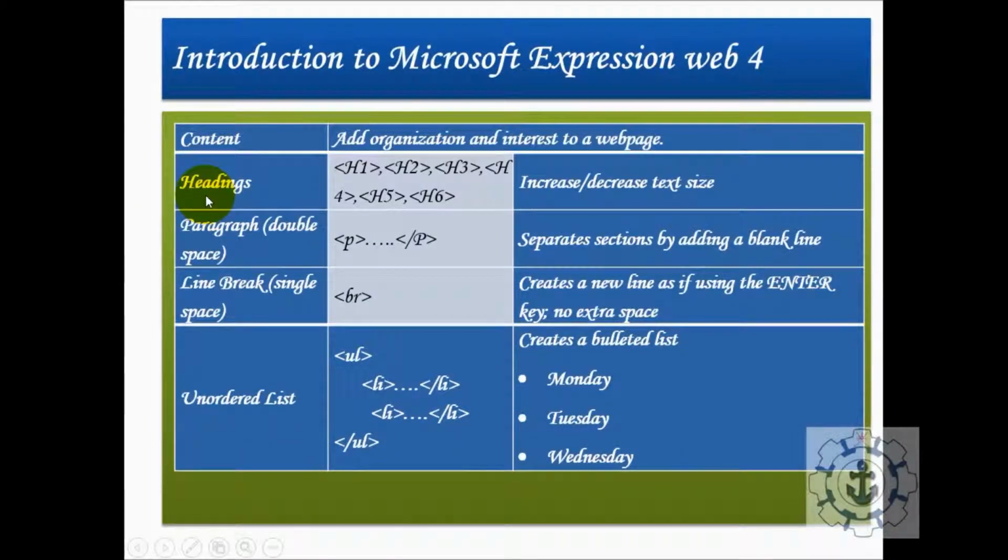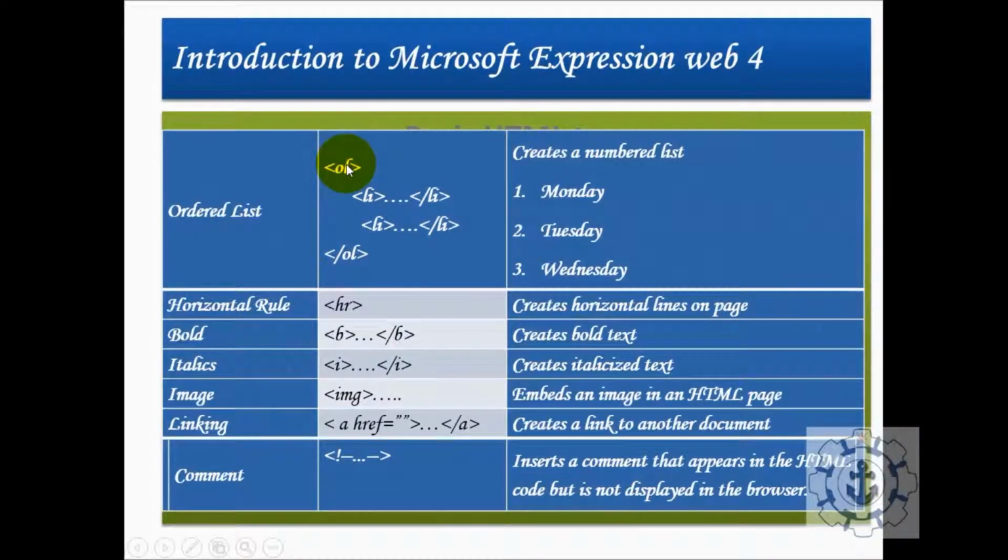Next comes the heading tags, h1 to h6, which increase or decrease the text size. P is a paragraph tag, BR is a line break tag. If you want to use a list, for example creating bullets like Monday, Tuesday, Wednesday, you can use an unordered list. Next comes OL, an ordered list, where the list will be ordered by numbers or by alphabets and so on. And HR is a horizontal ruler, which creates a horizontal line on a page.